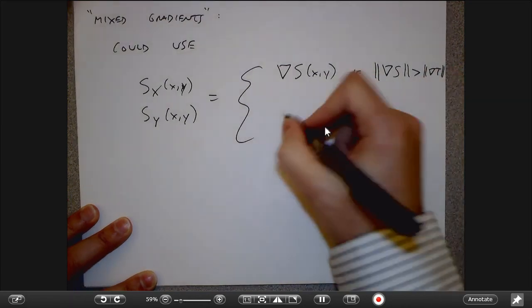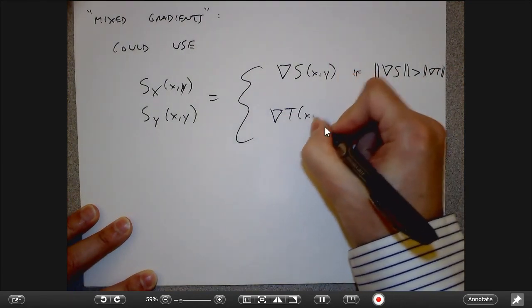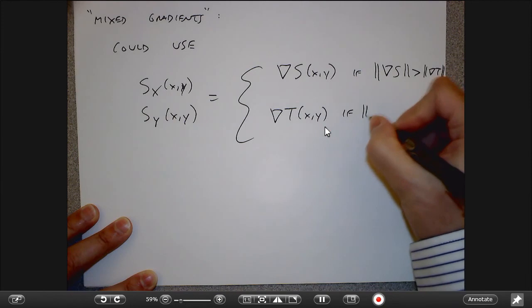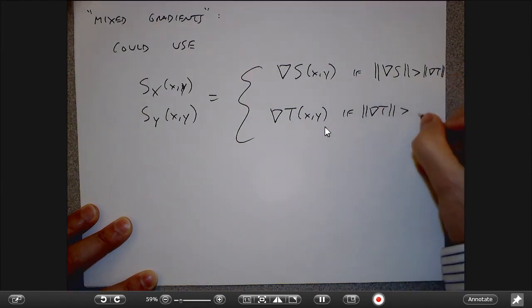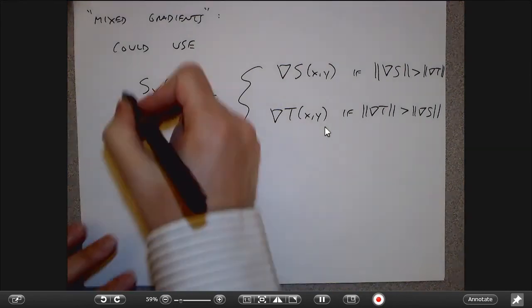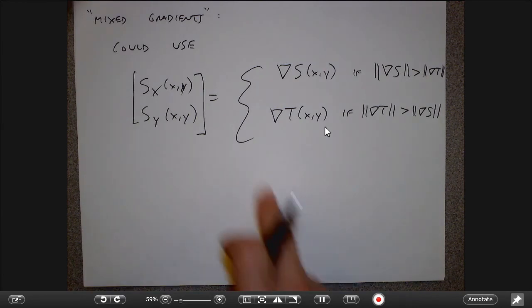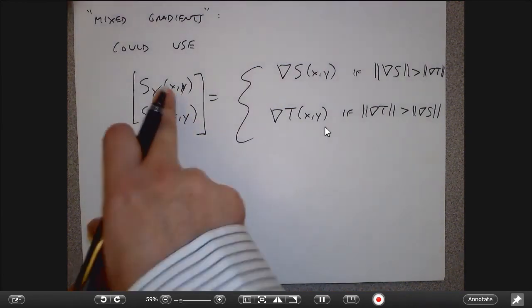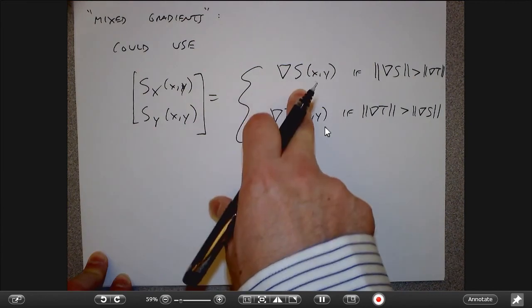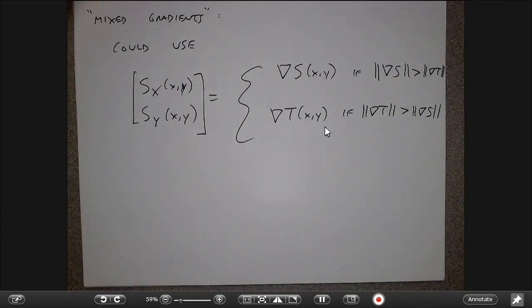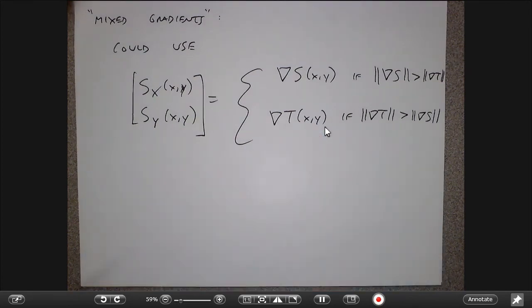Let me just write this down first. So this is kind of slangy. This is like saying, okay, well, if I wanted to, I could make a vector field that said, I should use this thing being the gradient of the original source if the source edges are stronger than the target edges. But if the target edges are stronger, I should use those, right?